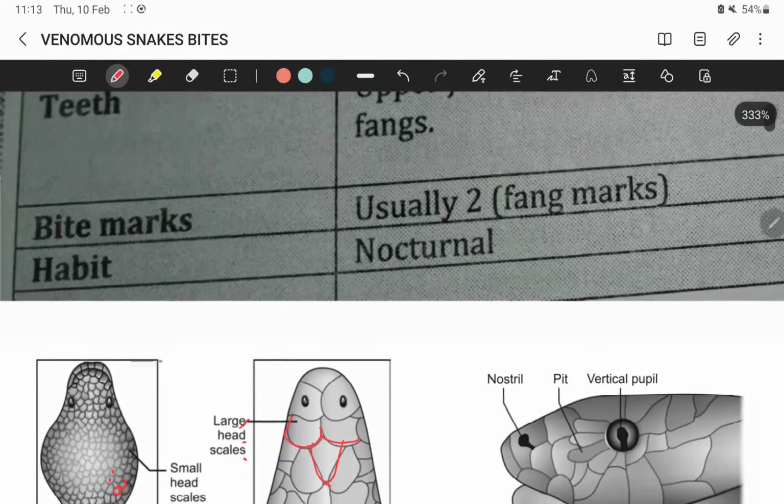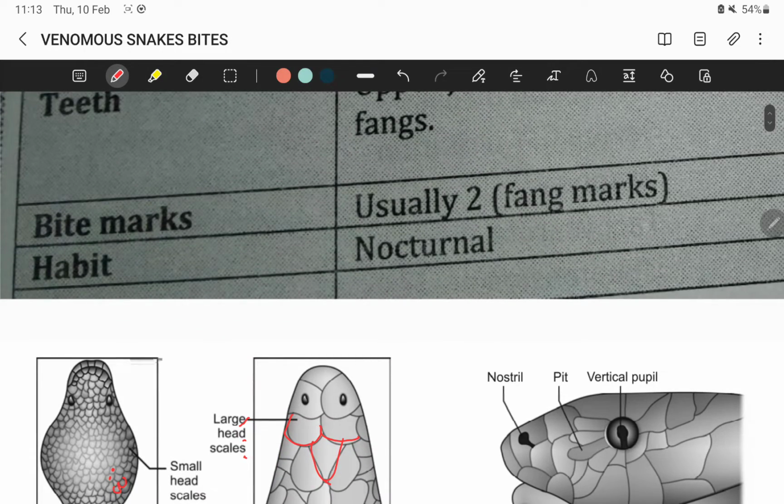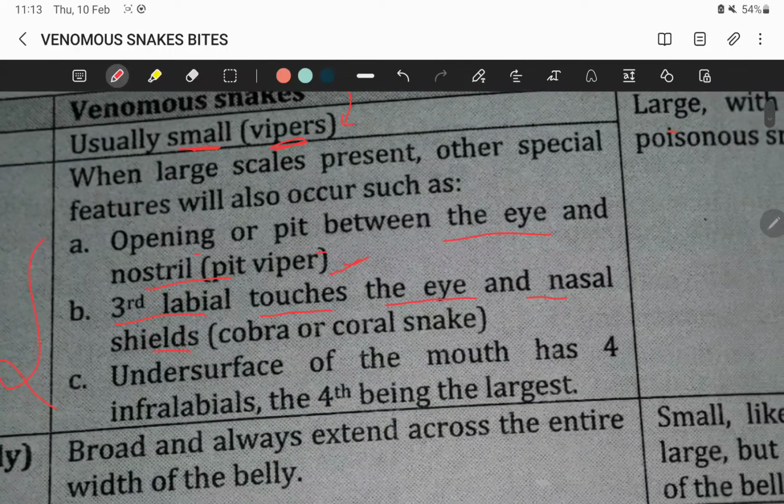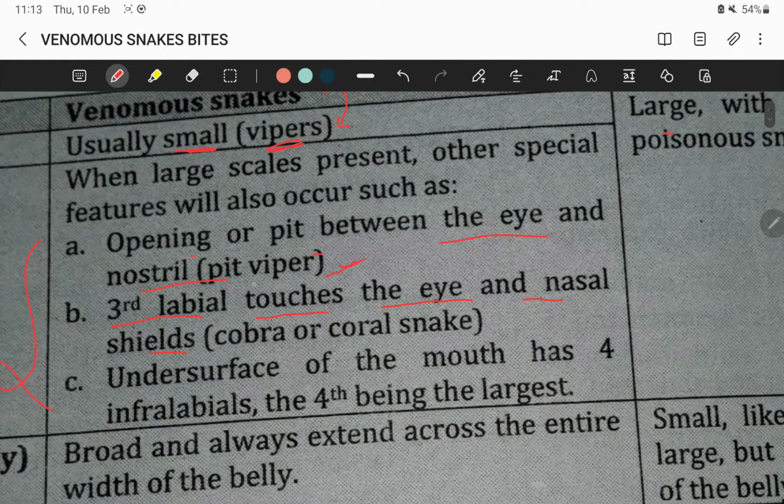If the snake is poisonous but has large scales, then it will have other special features. What are they? An opening or pit between the eye and the nostril; that is known as a pit viper. Then the third labial touches the eye and the nasal shield; that is seen in the cobra and the coral snake. We will see it in the figure.